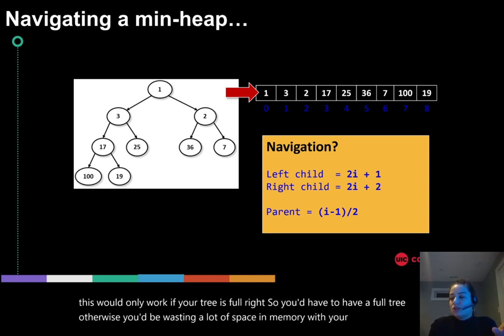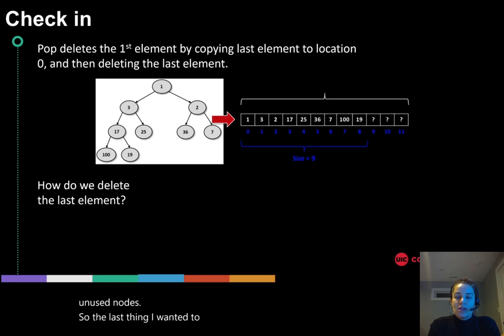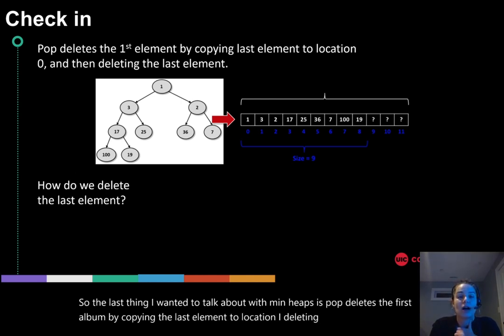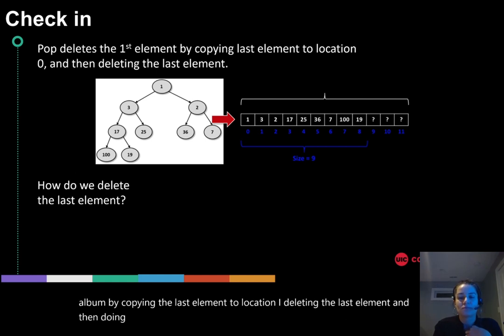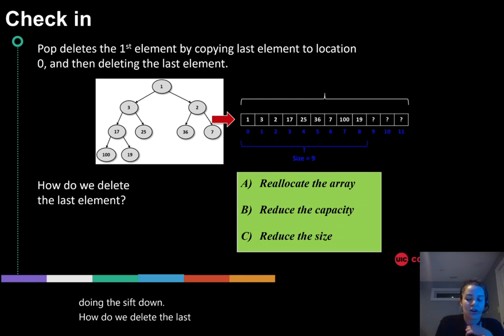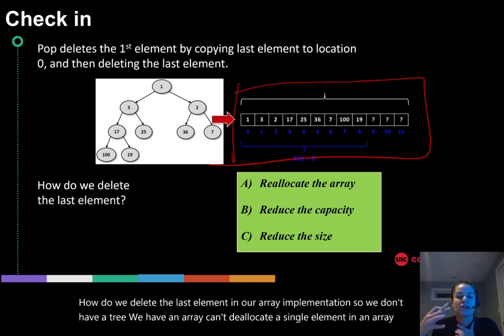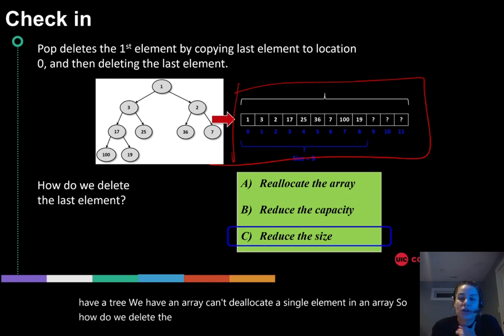So the last thing I wanted to talk about with MinHeaps is pop deletes the first element by copying the last element to location I, deleting the last element, and then doing the sift down. So how do we delete the last element in our array implementation? So we don't have a tree, we have an array. Can't deallocate a single element in an array. So how do we delete the last element? Well, in an array, you keep the capacity where it is, but you just reduce the size.